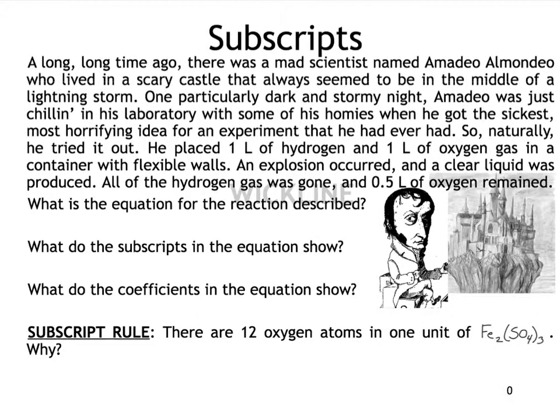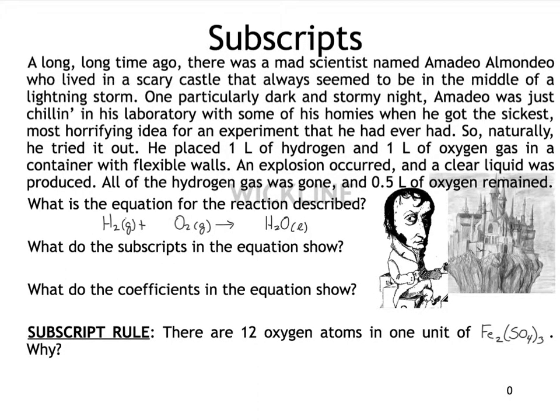Okay, so here's a ridiculous made-up story that I wrote, but let's say that you had done an experiment that used 1 liter of hydrogen and 1 liter of oxygen, and when you combined them, you got just a ½ liter of oxygen remained, but a clear liquid was produced. This reaction would be the reaction that produces water, and the equation is shown here.